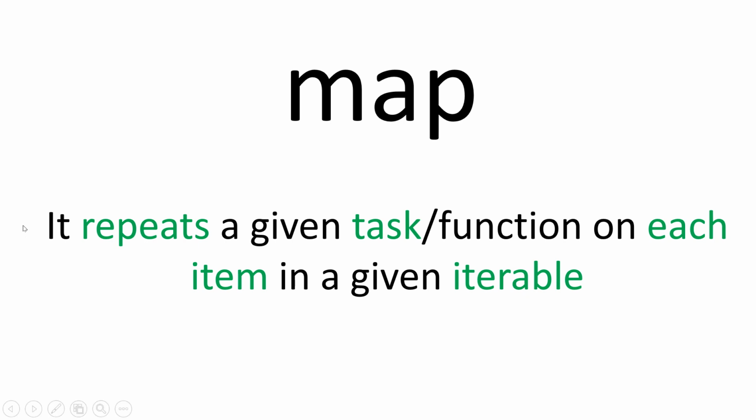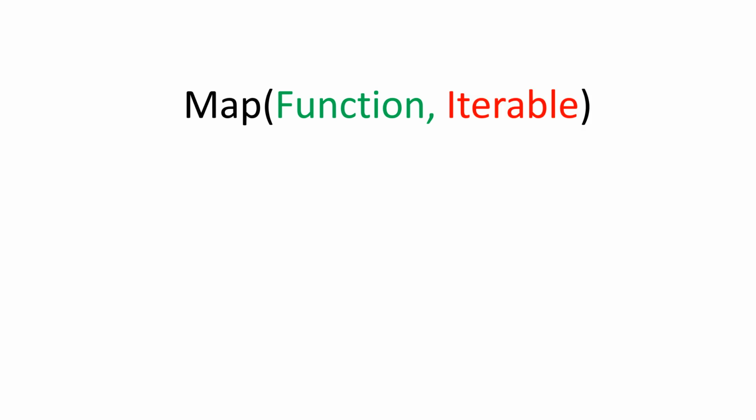So here map is nothing but something which repeats a given task or function on each item in a given iterable, right? Till now we have used loops to iterate through each item in an iterable, but here map does the same thing without using the loop. How do you write the syntax? We write the syntax something like this. We start with saying map, and then provide the function which you want to repeat on each of the items, and then provide the iterable. It's as simple as that.